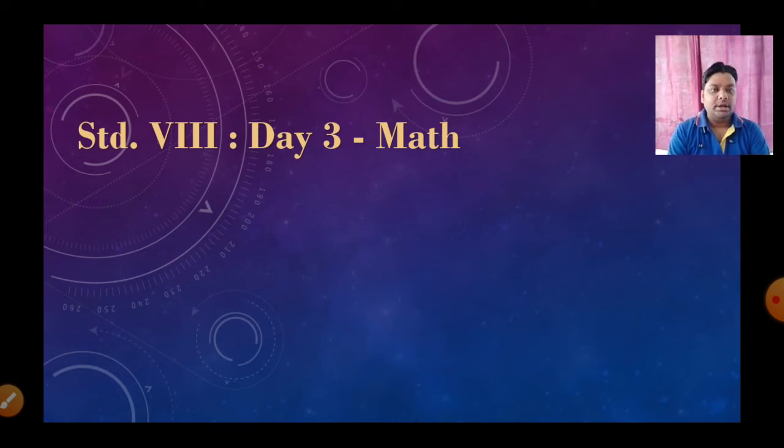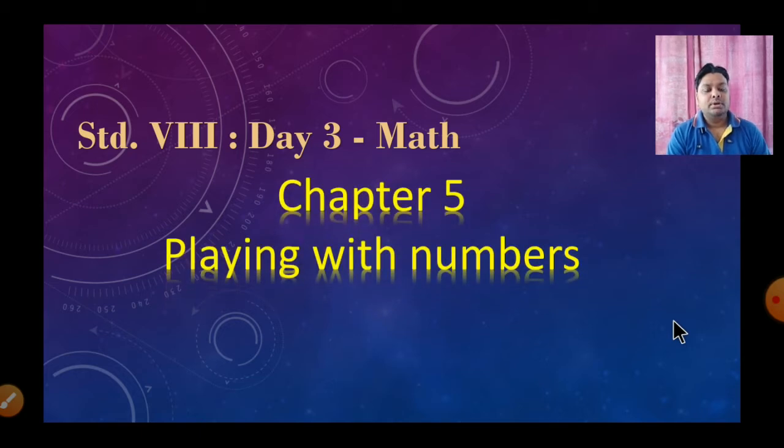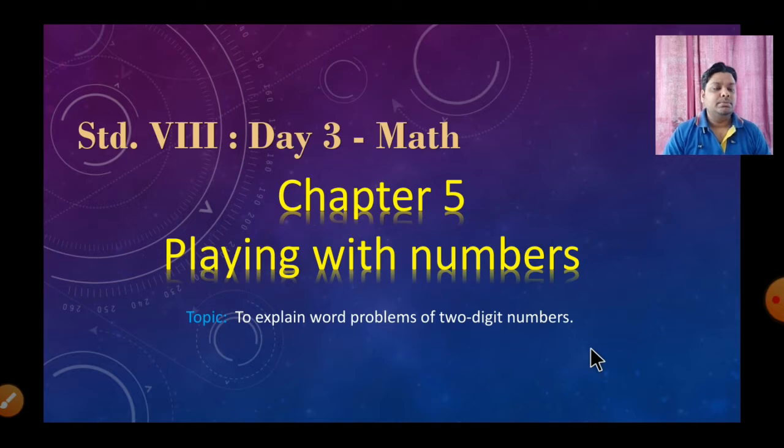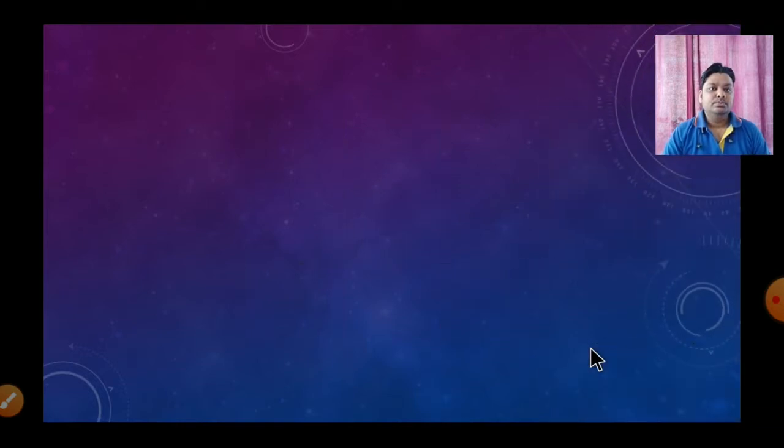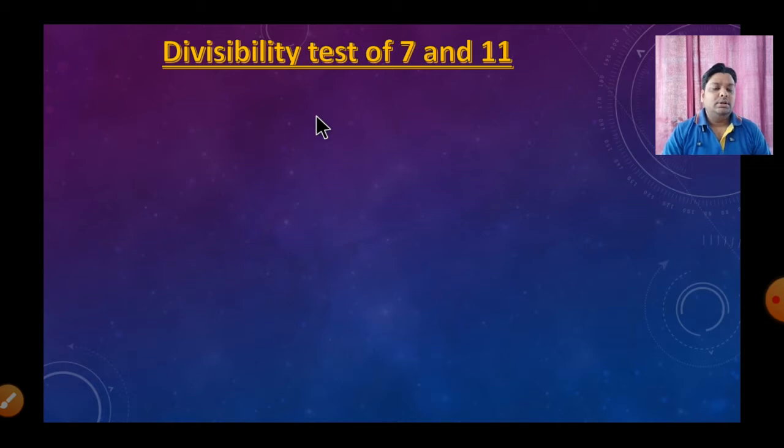And today we will solve some word problems of chapter 5, Playing with Numbers. Okay, students, today's concept is to explain word problems of two-digit numbers. Okay, students, so let's start the class. Now, the rest are the two divisibility tests, for 7 and 11. It means we have to check whether any number is divisible by 7 and 11 or not.